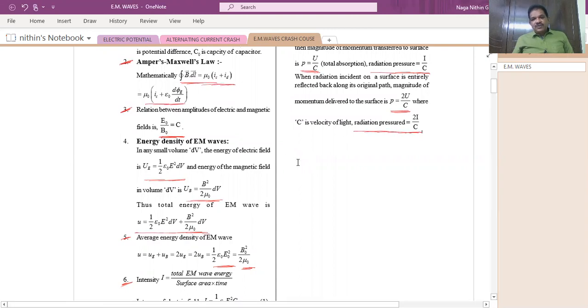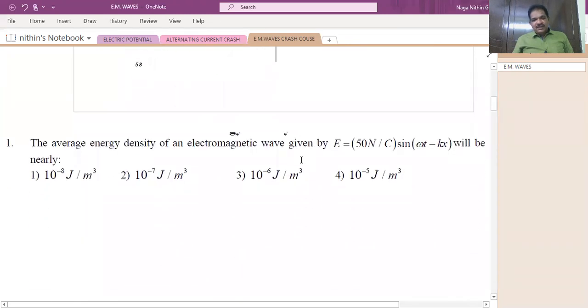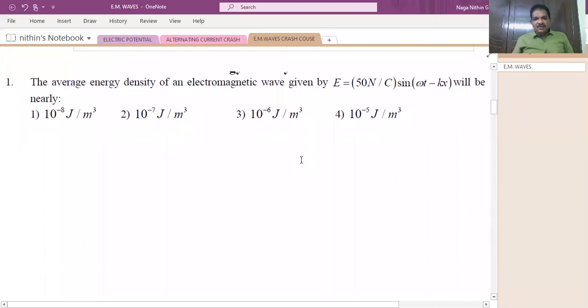X-rays: who invented that type of rays? What is their wavelength range? On that, generally theory questions will be important in this lesson. But the theory you can easily understand and prepare. So that's why I am doing the problems now.